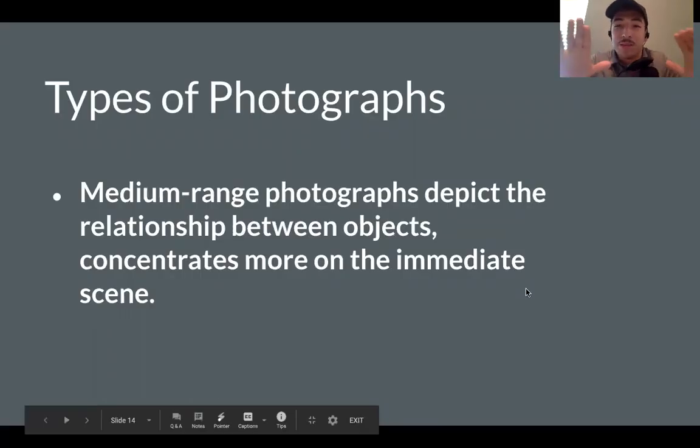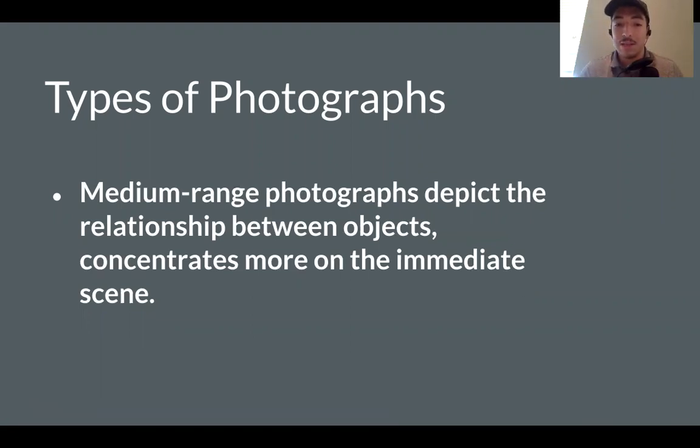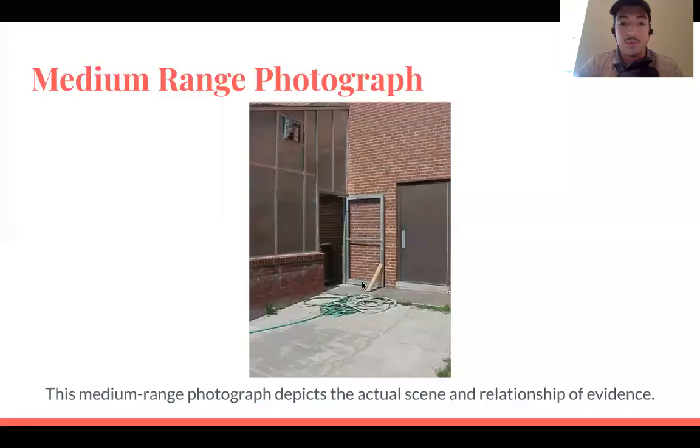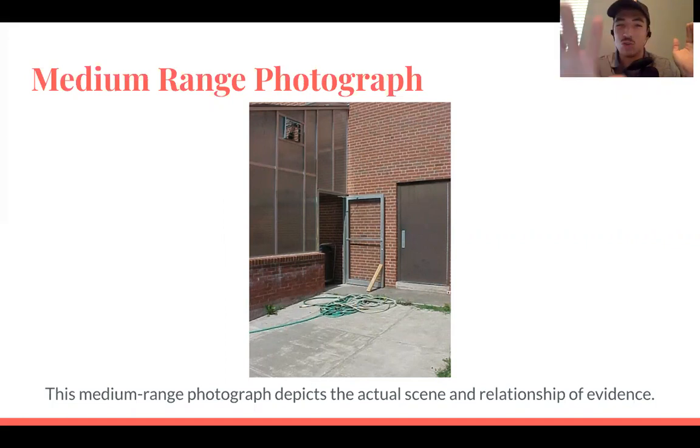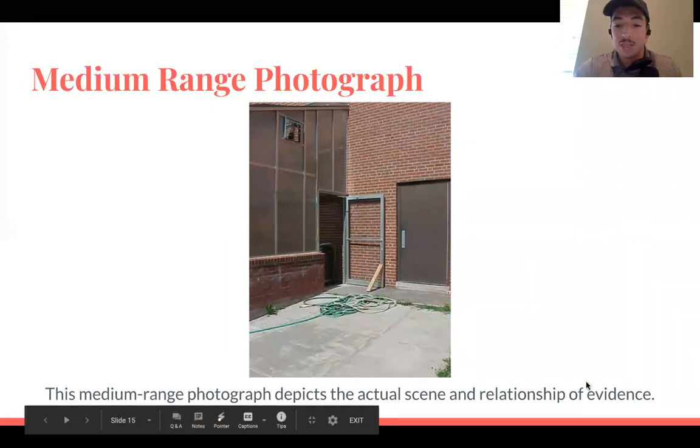So now we're going to zoom in a little bit. We're getting a little closer. Our mid-range photograph depicts the relationship between objects and concentrates more on the immediate scene. So this is more zoomed in. For example, now you're like, okay, I'm at the school. Well, something happened around this door. I can't tell what, there's too much going on, but it happened around this door. It's zoomed in a little bit. So it depicts the actual scene and the relationship of the different types of clues.